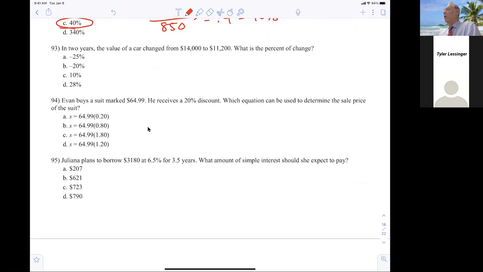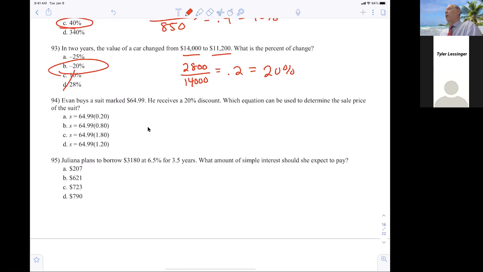In 2 years, the value of a car changed from 14,000 to 11,200. So is that up or down? So it's not C or D. So what's the change, please? Someone tell me. 2,800 divided by what? That's right, 14,000. Somebody do that for me. 0.2, which is the same as 20%. So those are easy if you know the formula. It's easy if you know the formula, so make sure you got that.